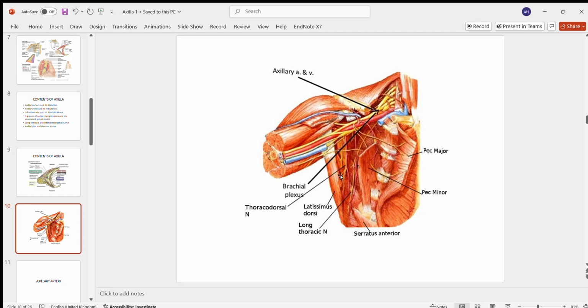In this picture, we can again see the contents of the axilla. This is the area of the axilla. This is the axillary artery, the axillary vein, the yellowish one is the infraclavicular part of the brachial plexus. This one is the long thoracic nerve, which is also one of the contents, and a small amount of fat.